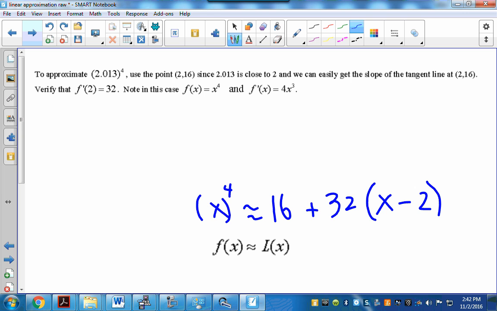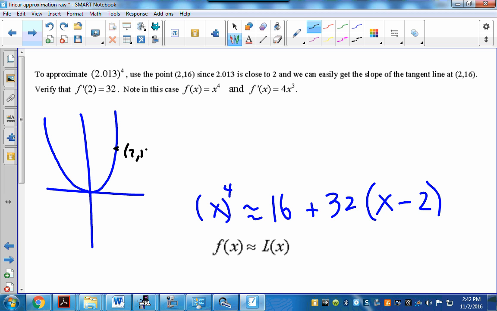Now, if we do a real quick sketch, you should be aware a quartic looks like this. And here's a point. This is not quite to scale. 16 is 2 to the 4th power. And I'm drawing the tangent line, which looks like this. Instead of using 2, I want to go real close to 2, like 2 point a smidgen. I'm not going to get the point on the blue curve. I'm going to get the point on the black line. And it's pretty clear that it's going to be a little bit too small, but it should be close.